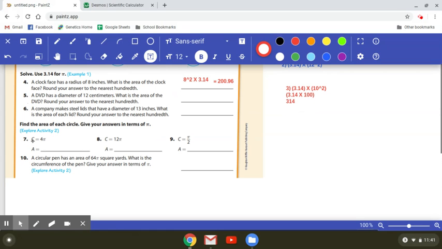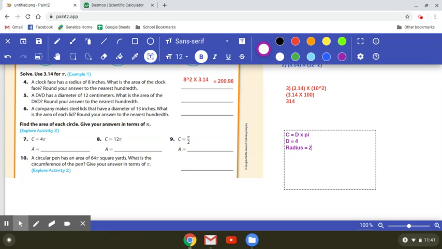So for number 7, the circumference. Oh man, the circumference is 4 pi. Gosh, if you don't remember what circumference is, you can go watch one of the other videos, but we'll write it here. So the circumference is equal to the diameter times pi. So that means that the diameter equals 4, right? So if the diameter equals 4, then the radius is half of 4, which is 2.